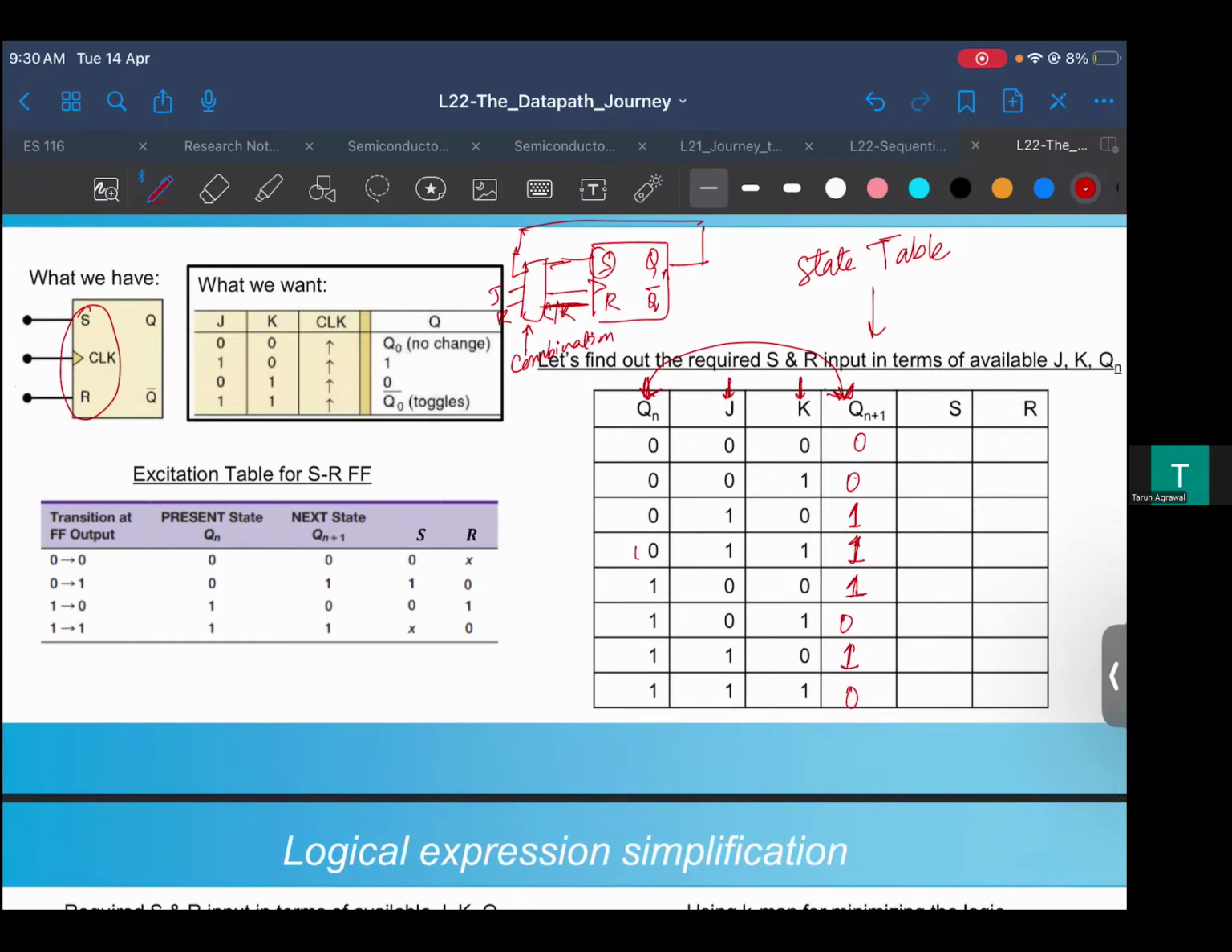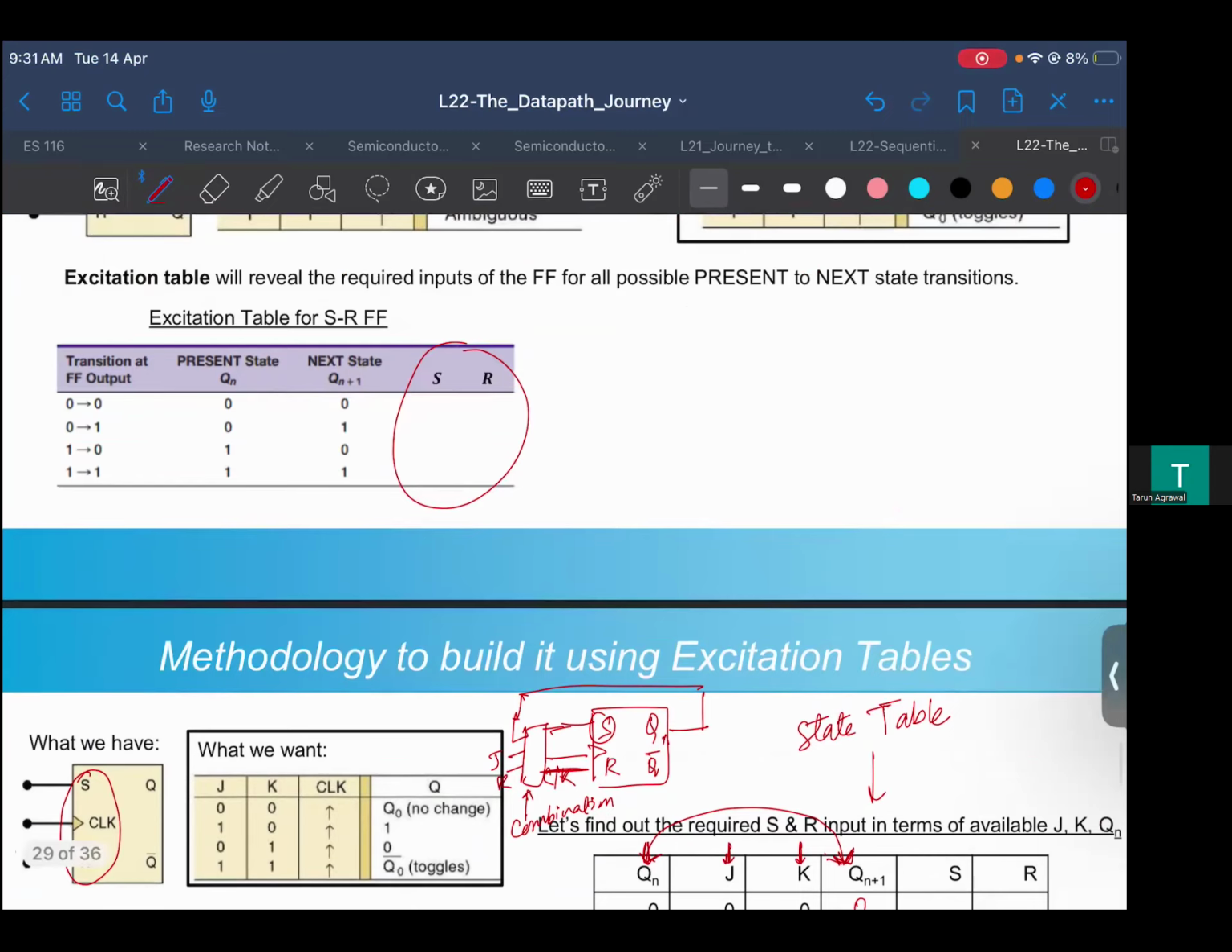So one entry I can fill: if I want my output to be 0, then the question is what are the two possibilities I have, right? When this is happening, the two possibilities are that either you are resetting, right? So that is one possibility, that it is resetting, or there's another possibility that this could be 0, because it is retaining the previous state.